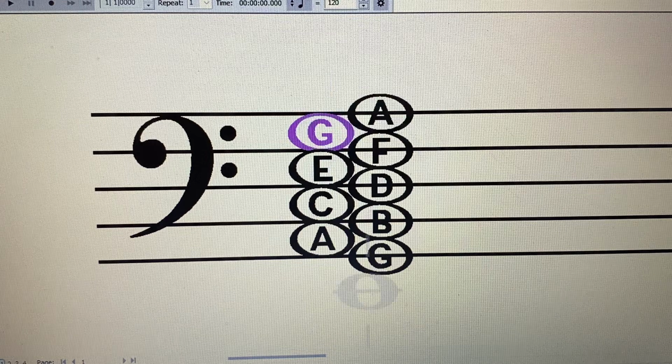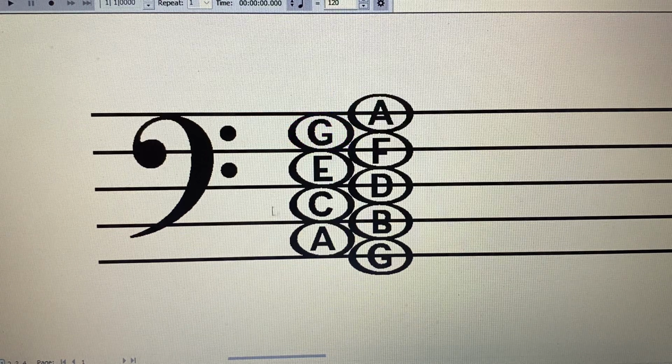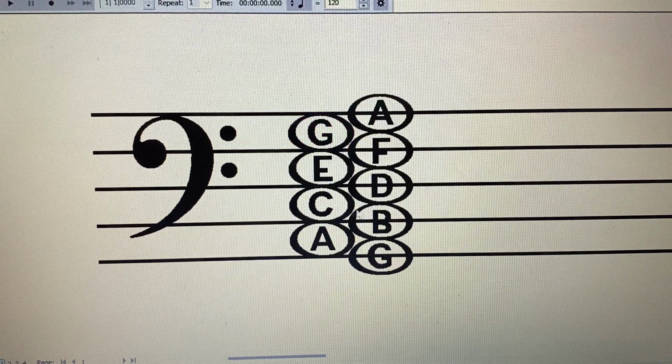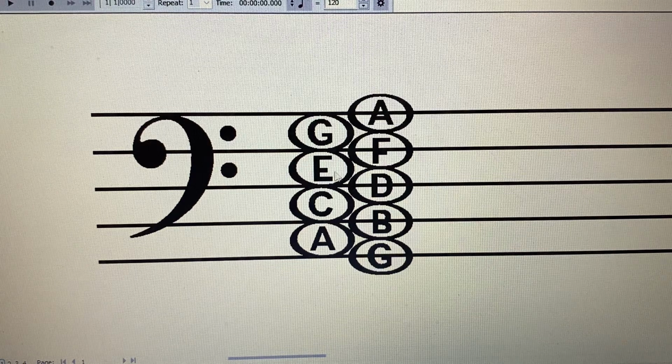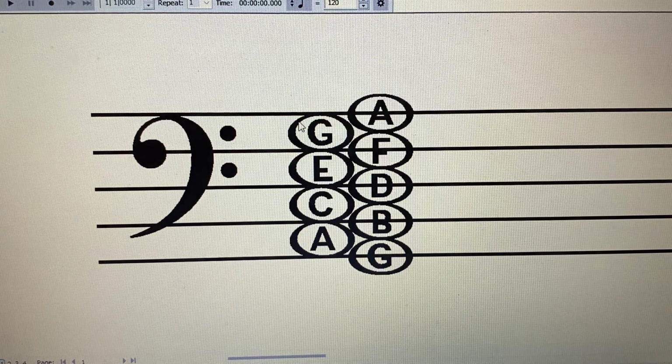For the first space we have A, second space C, and third space we have E, and the fourth space is G.